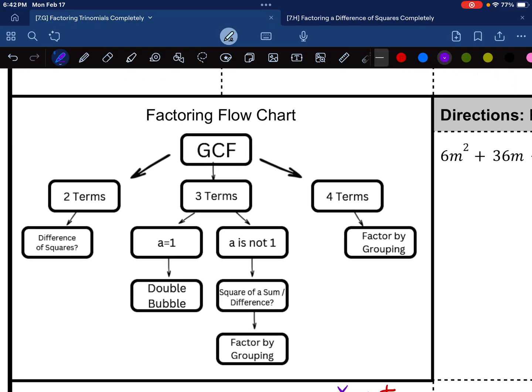Now I have this flow chart to help you make decisions. Notice that you start with your GCF, and then you figure out the number of terms. If there's still 2 terms after you do a GCF, see if it's a difference of squares. Otherwise, you can't factor it further. If there's 4 terms, you're going to factor by grouping, which is that reverse box method. If there's 3 terms and your A equals 1, you can use this double bubble method, which is faster, or you can just go hog wild with the reverse box here. Remember, there are the square of sum and difference formulas, which we cover in our next lesson, but you've also seen before, which could speed up the process.